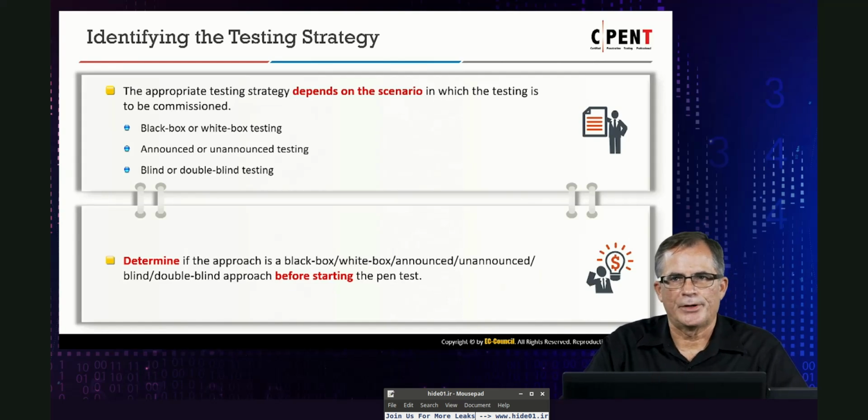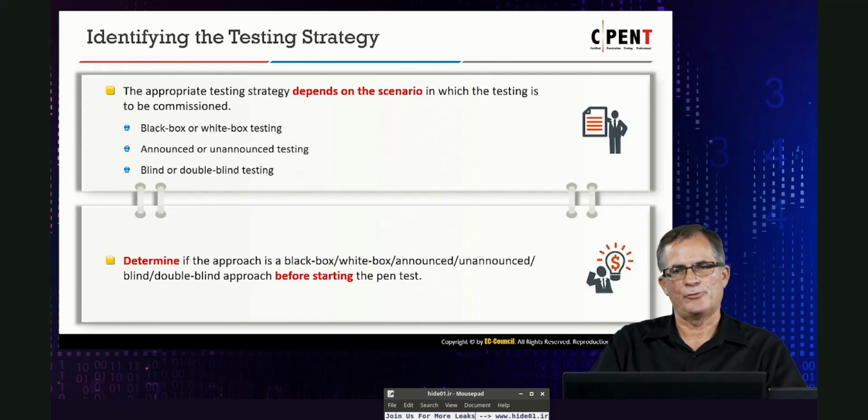Testing strategy depends on the scenario: if it's black box, white box, announced, unannounced, blind, or double blind. We covered those in Module 1. Once we know what it is, then we continue to actually start the test.